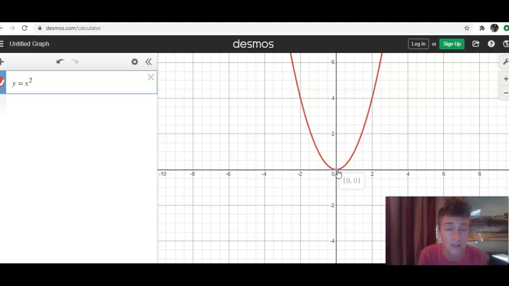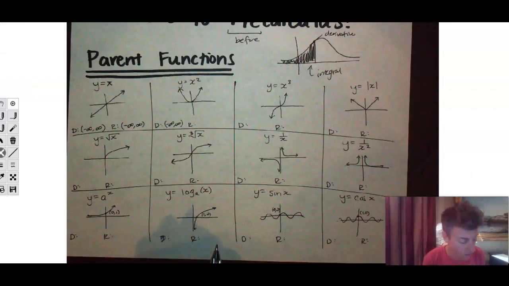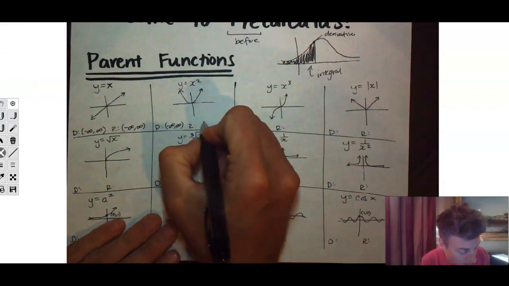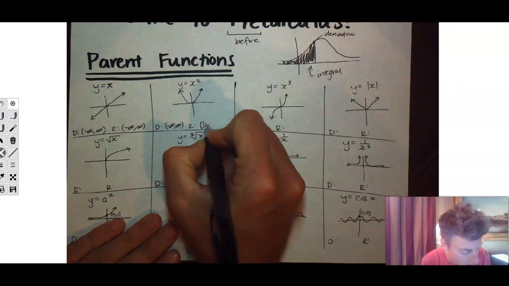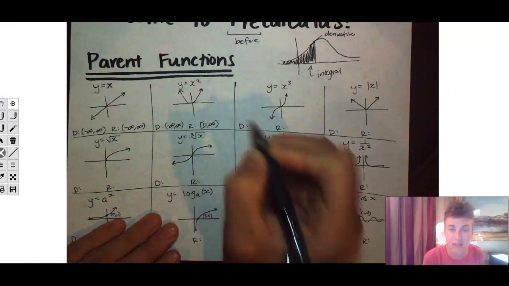There is a point there, but then this goes up forever. So we will get all the positive y values. We're going to start at 0 and go to all the positive y values. That means our range does touch 0 and goes all the way up to infinity.